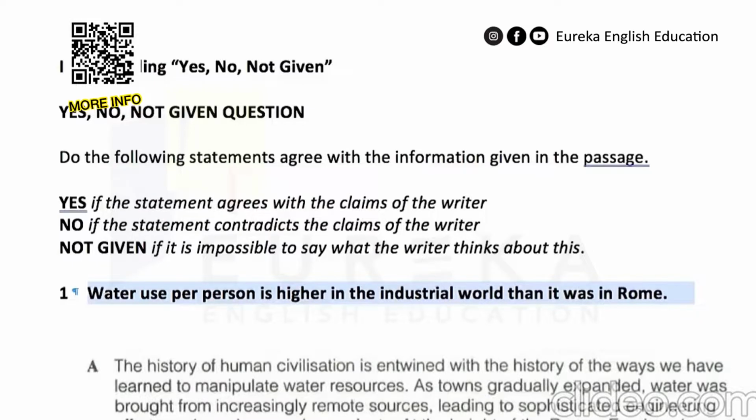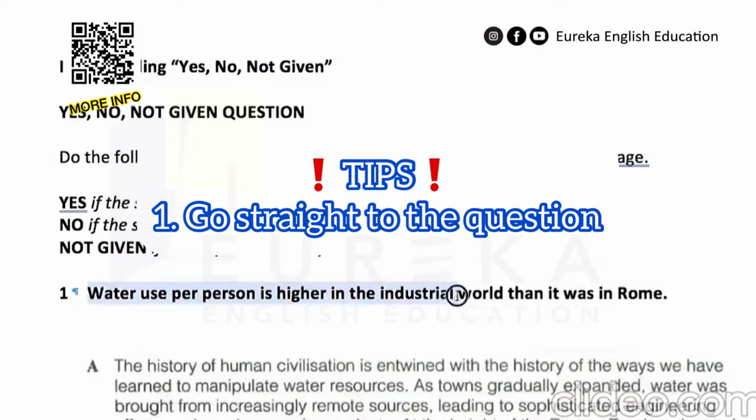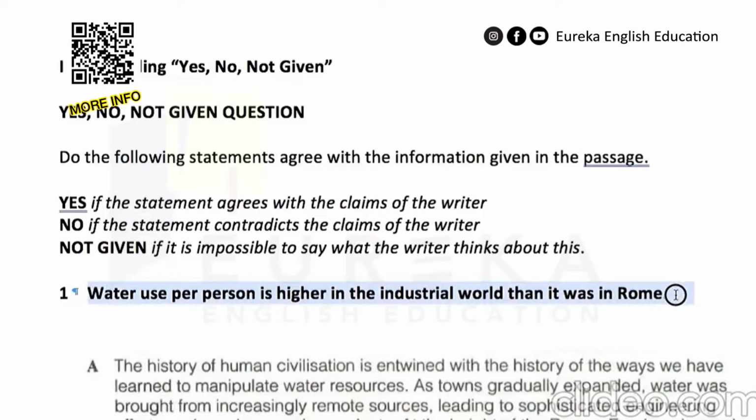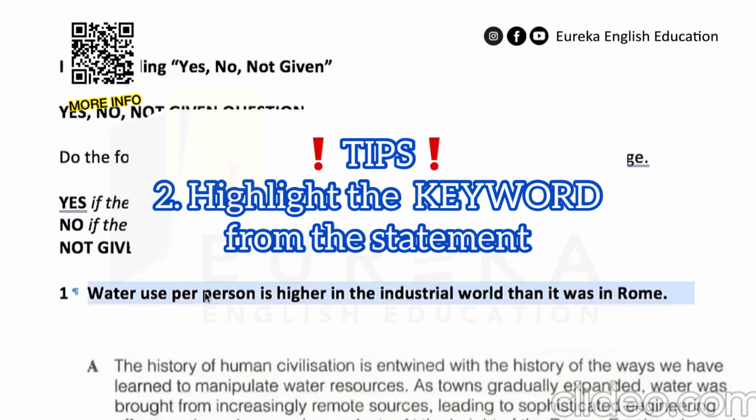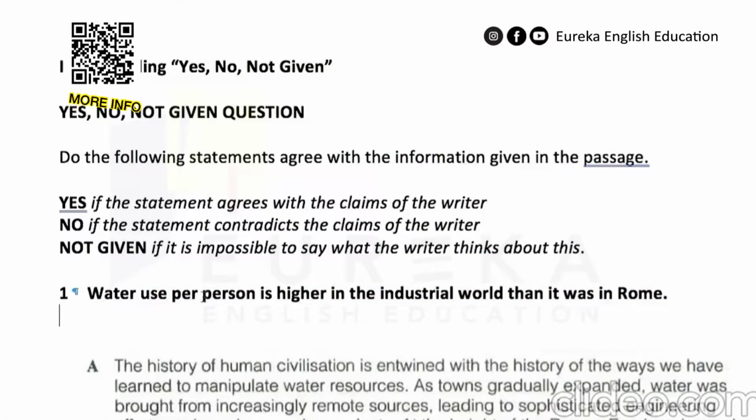Before we answer this question, I will walk you through briefly how to answer these questions. My approach: the first thing you should do for this typical question is go straight to the questions. We have just done that. The next thing you need to do is highlight the keywords from the statement. This is the statement, and you will need to highlight the keywords. We will do that later.